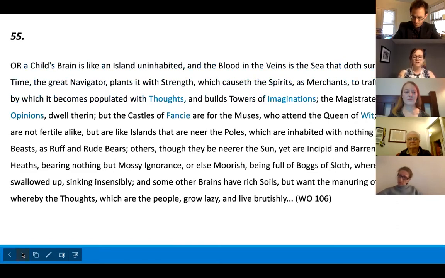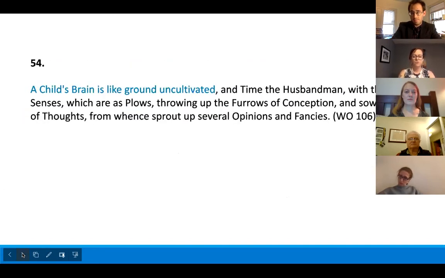As the child learns, their mind's island becomes populated with thoughts, imaginations, opinions, fancies, and wit. Prior to education and experience, Cavendish also writes, quote, "A child's brain is like a ground uncultivated," end quote. She considers time a husbandman who must sow the seeds of thought and portrays the empty, raw, unsown nature of the mind prior to experience. She also identifies the unique nature of individual minds, with some being naturally barren while others are more fertile, but want the manuring of education in order to be productive.